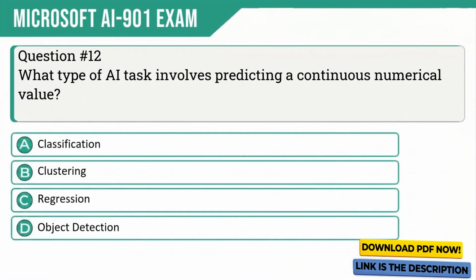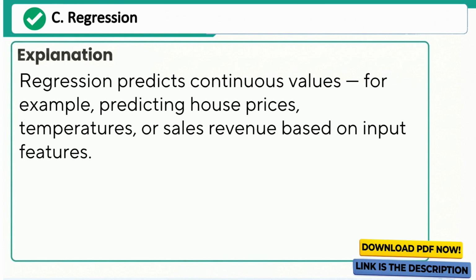Question number 12. What type of AI task involves predicting a continuous numerical value? A. Classification. B. Clustering. C. Regression. D. Object detection. Correct answer, C. Regression explanation. Regression predicts continuous values. For example, predicting house prices, temperatures, or sales revenue based on input features.